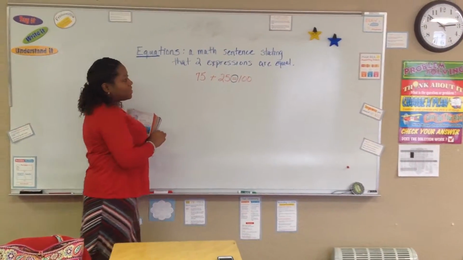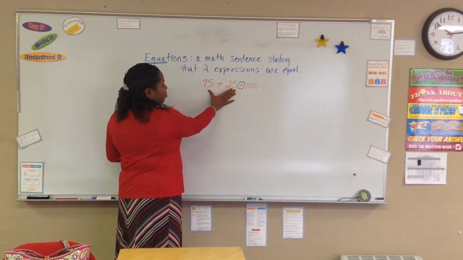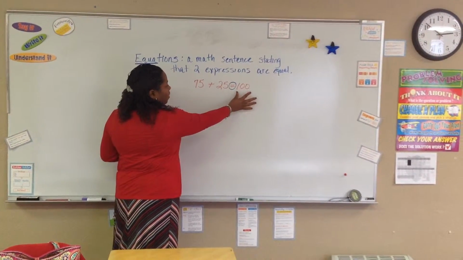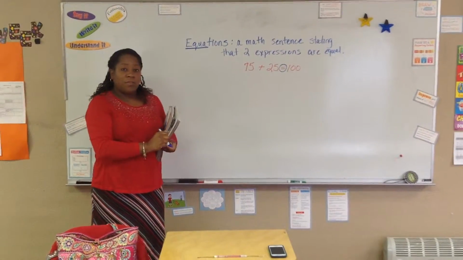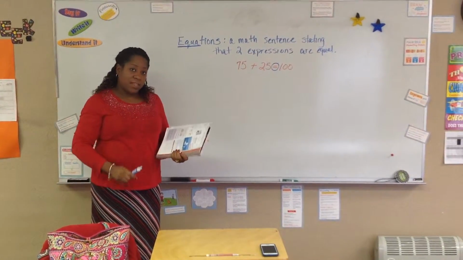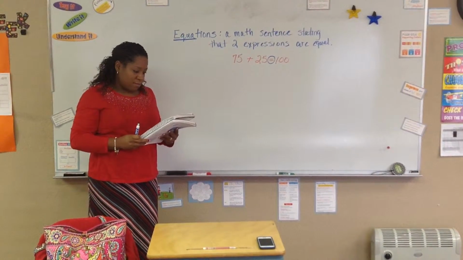It is a math sentence that says that one side of the sentence, or one expression, is equal to the other side, or the other expression. Okay? So let's do some examples. I'm going to read this and we're going to figure out how to write that as a mathematical sentence.